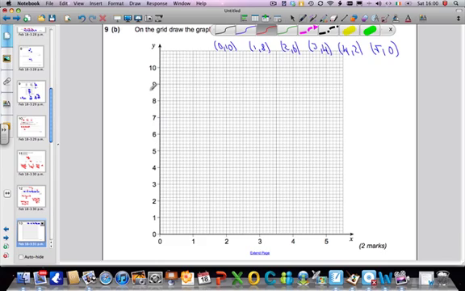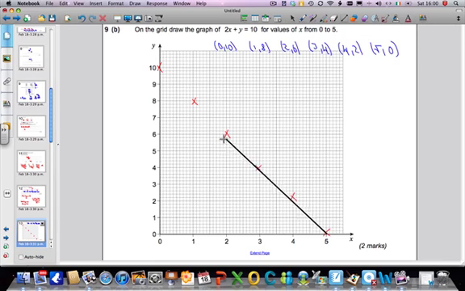So we need 0, 10, which is up here. 1, 8, which is here. 2, 6, which is here. 3, 4, there, 4, 2, and 5, 0. And then you take your ruler, you draw a straight line connecting all those points, and job done. There's your 2 marks. All the work really is done in the grid.